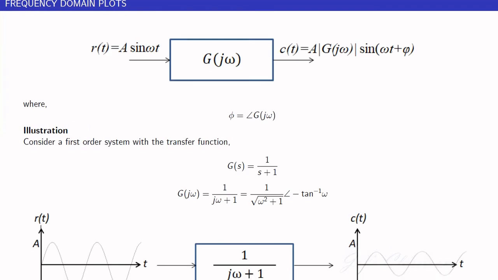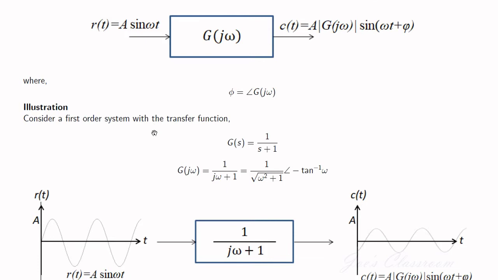So, in the first lecture, we understood that if I have an LTI system with the transfer function G(s), its gain for a sinusoidal input is given by G(j omega). In that case, if I give a sinusoidal input defined by sin omega t, the output c(t) is going to be the magnitude of G(j omega) times sin(omega t plus phi), where phi is nothing but the angle of G(j omega).